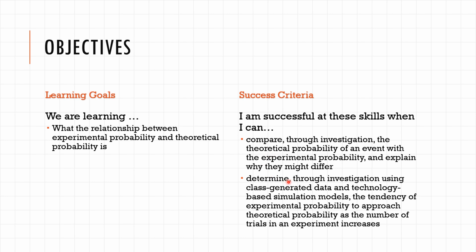And also when you can determine, through an investigation using some sort of technology-based simulation model, so you won't actually be doing the probability experiment yourself, you'll use some sort of technology to simulate the experiment. And using that, can you determine that the experimental probability is going to approach theoretical probability or not as you increase the number of trials? So we'll see both of these things happen in this experience.